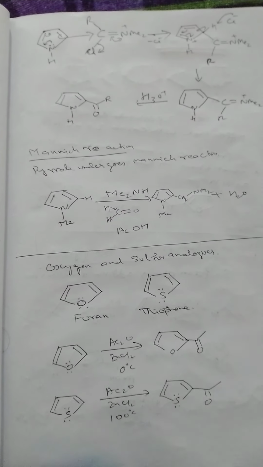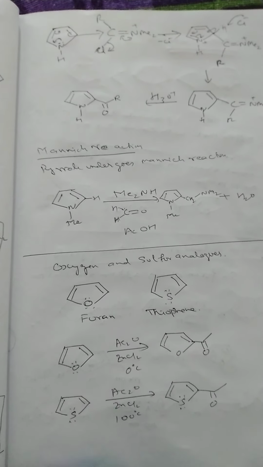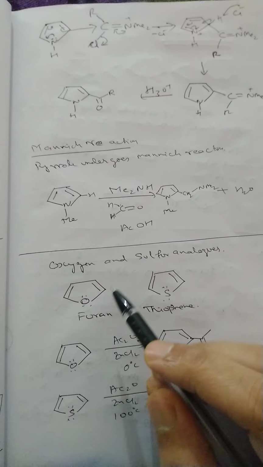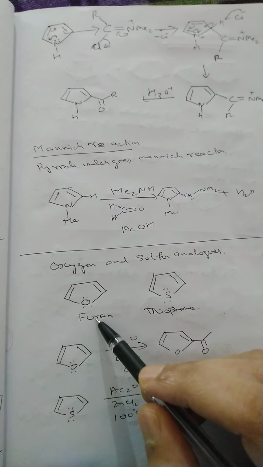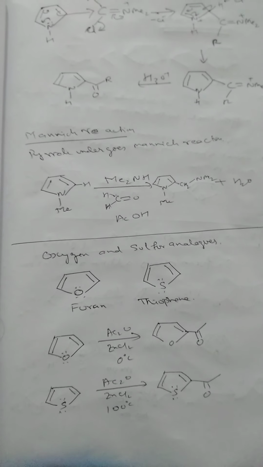Then we'll see the similar analogues, the oxygen and sulfur analogues. Six-membered ring, we have done the heterocyclic, the first one we did is pyridine, and the five-membered ring, the first one we did is pyrrole. Now when you have oxygen, it is called furan, and when we have sulfur, it is called thiophene.